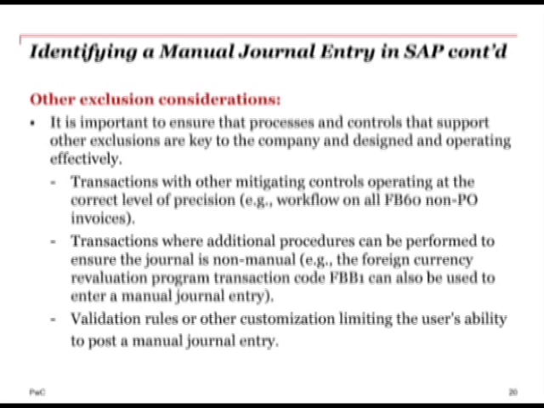FB60 is a transaction code that's in one of those 60-plus standard SAP transaction codes that could be used to post a manual journal entry. So it will be in that manual journal entry population after applying the 5 elements. It's very common that there are other controls and processes around transactions posted with FB60 for these non-PO invoices. So if there are other controls that operate at the right level of precision and based on the way they operate would cover all FB60 transactions, then we could potentially point to those controls as covering this transaction stream and then exclude those from our manual journal entry population.